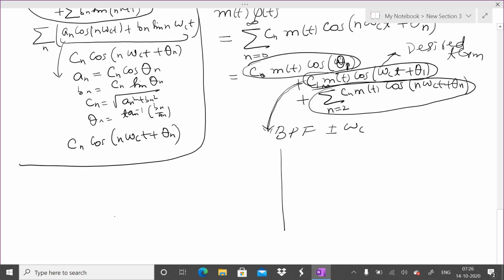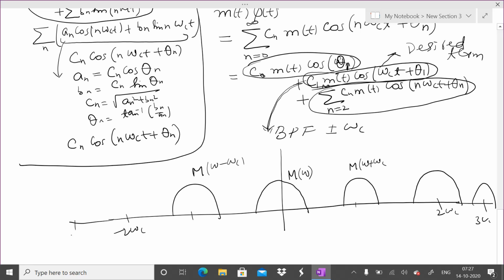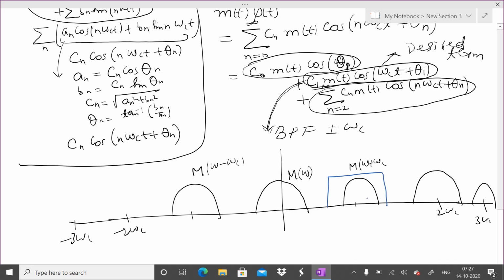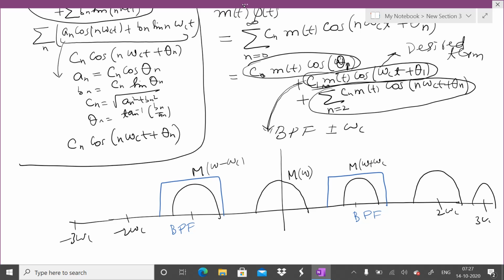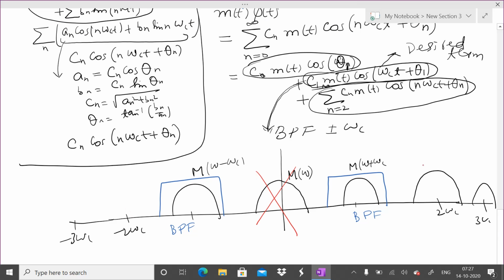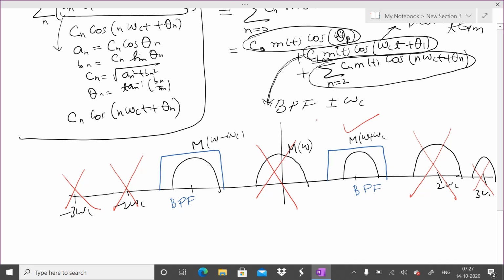See, in the Fourier transform of this, one is the m of omega which sits here, then there is m of omega plus omega c here, and its second part m of omega minus omega c here. Then there are higher harmonics, right? At 2 omega c, at minus 2 omega c, then at 3 omega c, at minus 3 omega c. But what you will put is a band pass filter around this. So all other harmonics will be cancelled. It will not allow these terms, it will only allow this one.